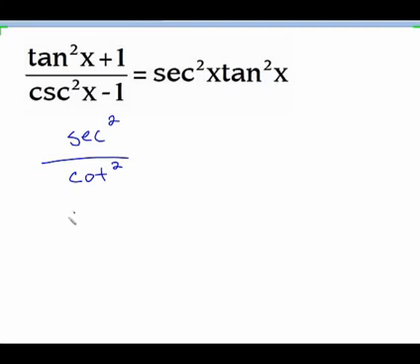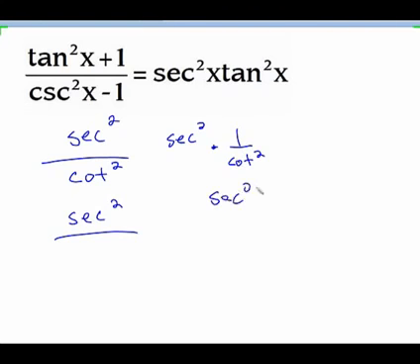Well, we have secant squared. Let's say cotangent, you change it to, remember cotangent, this can be written, I'll show you even 2 different ways to do it. So you can make this secant squared times, alright, 1 over cotangent squared, which we know is, alright, tangent squared. And then we're done, right?